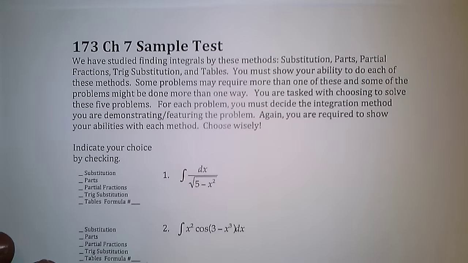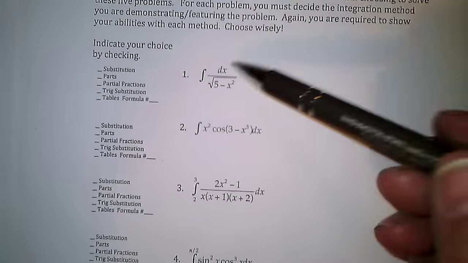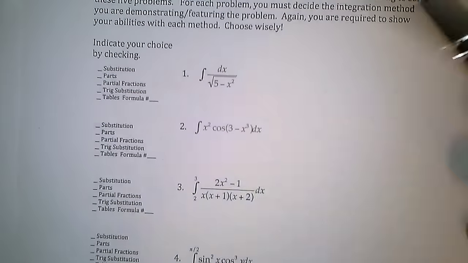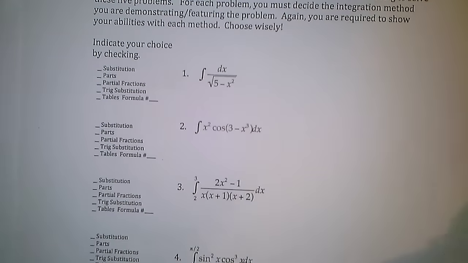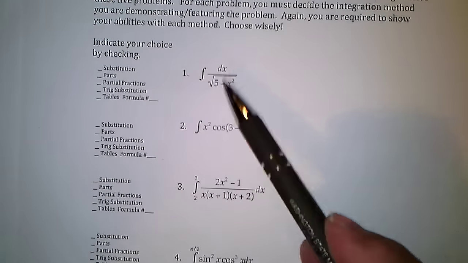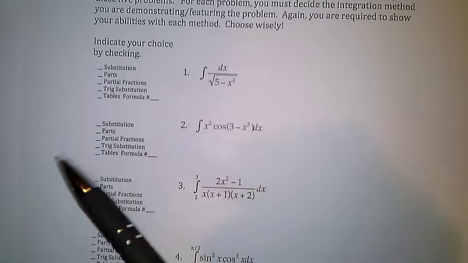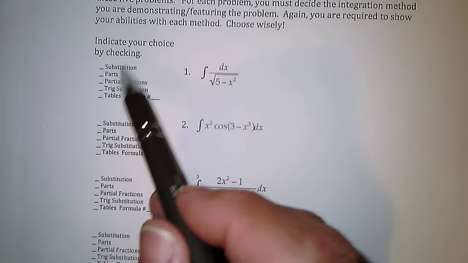Look at the 173 Chapter 7 sample test. Now I'm asking you to choose to do each of these 5 different methods on one of these at least. So I think this one, u substitution would leave a 2x, which has nothing to cancel it. So I'd probably not do substitution.